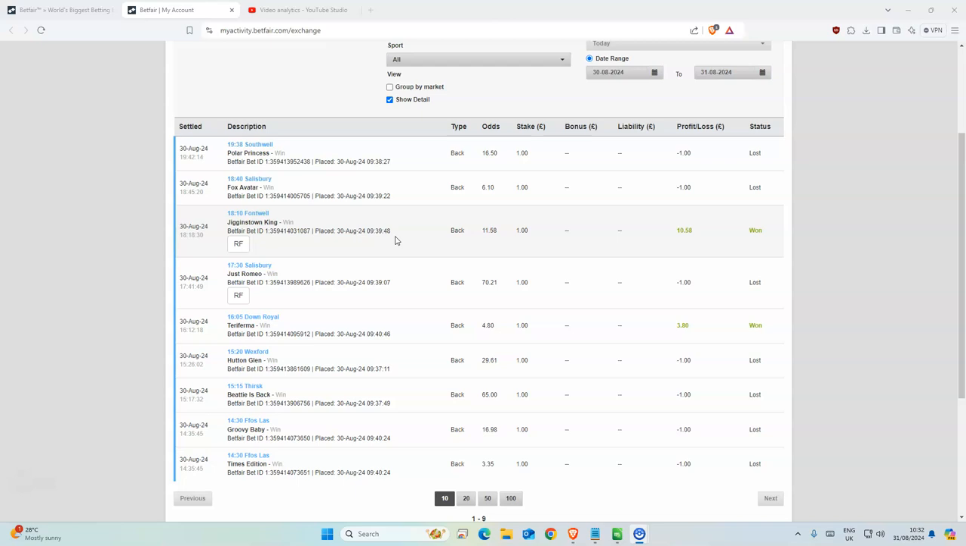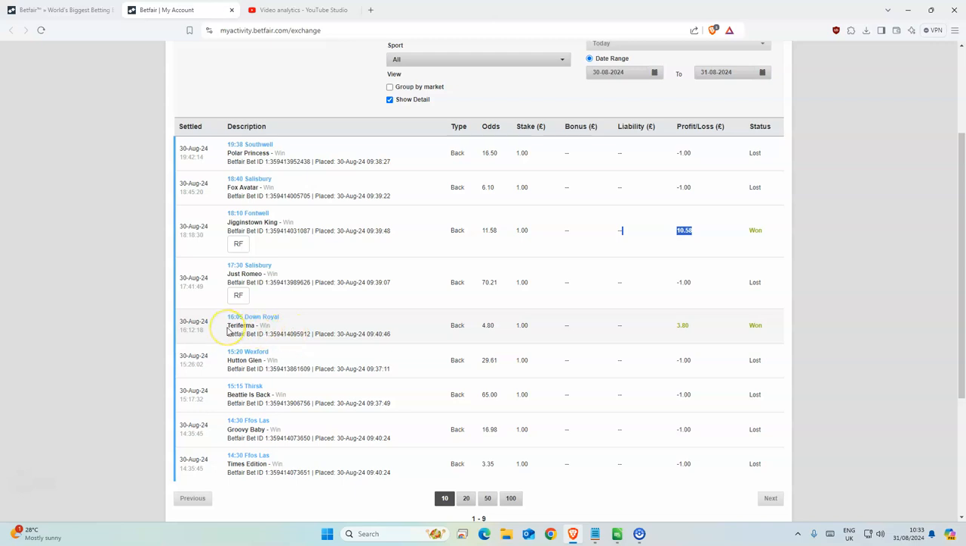So, we had 10 selections altogether. One was a non runner, and two of them won. So, as you can see, Jigginstown King won at 11.58, which is a nice bit of profit. So that just made profit for the whole day. And then we also had a winner here.